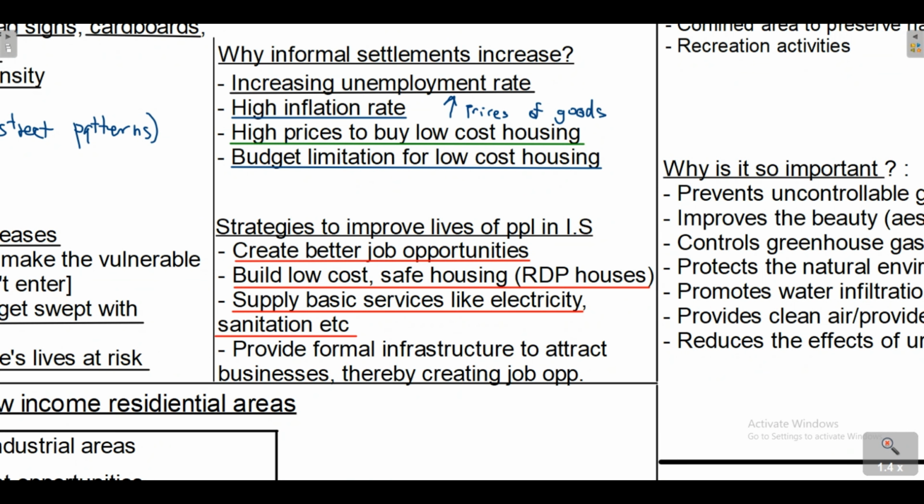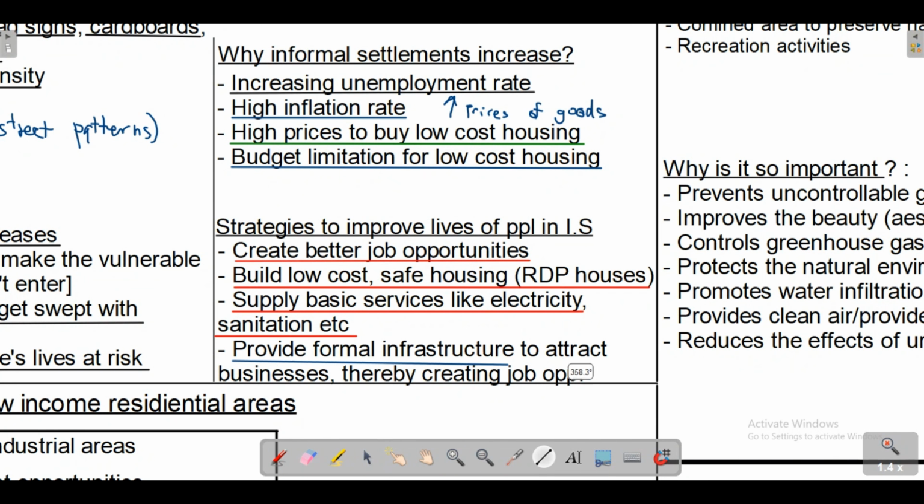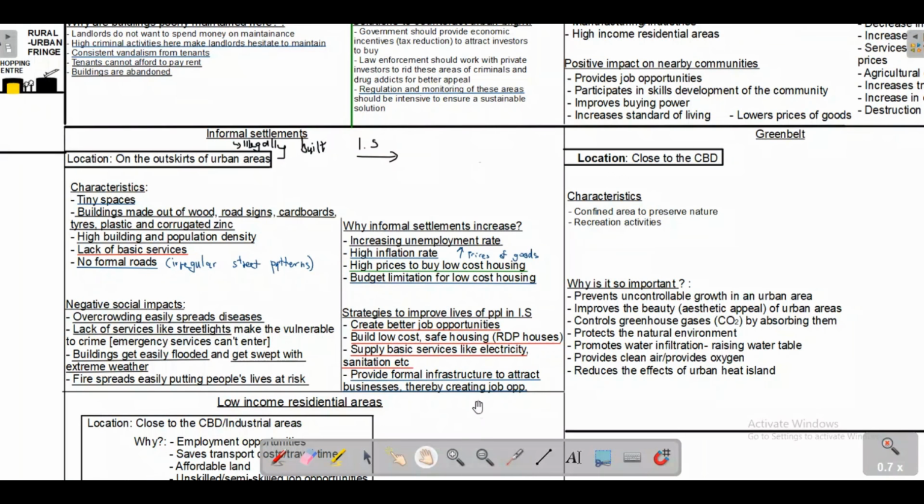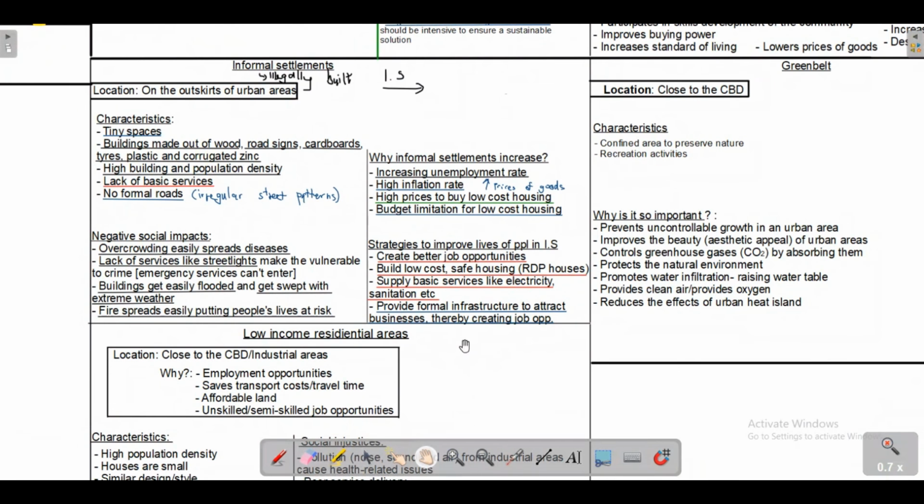Because as much as houses are being built for people, it is occurring at a very slow rate. So let's provide basic services, because this is social injustice for people living in informal settlements. Provide formal infrastructure. Build roads there, build street lights so that we can prevent a lot of crime. Provide this formal infrastructure so that businesses are attracted. And of course, if you attract businesses, you attract jobs. You're creating job opportunities indirectly by providing this formal infrastructure.